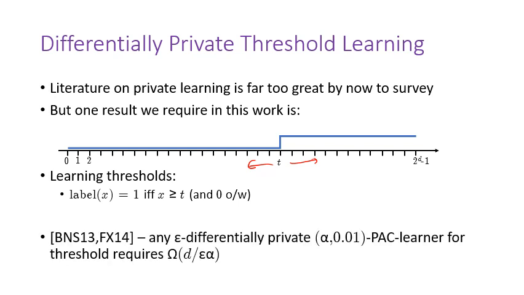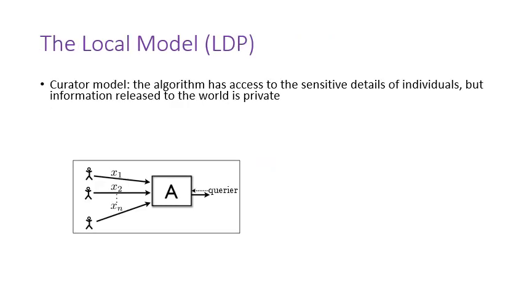It is known by previous works, there's actually quite a literature about this, that any PAC learner for this threshold function requires sample complexity that is at least proportional to d, log the size of the domain. Note, our domain is of size 2 to the d, and we require at least d samples. But this is done in the curator model.